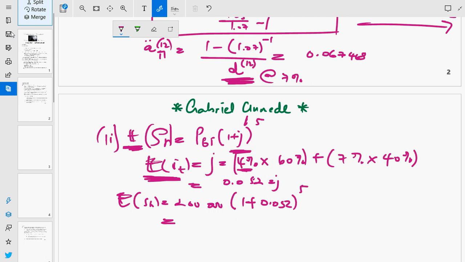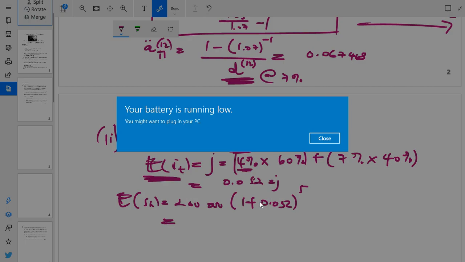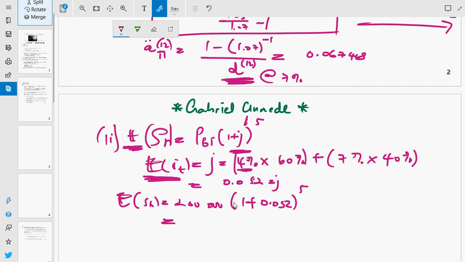You punch this in your calculator because I have it here. I didn't want to waste time. You are going to get, I'm sorry about that, you are going to get the value of 27,696.16. Okay, so that is your part 1.